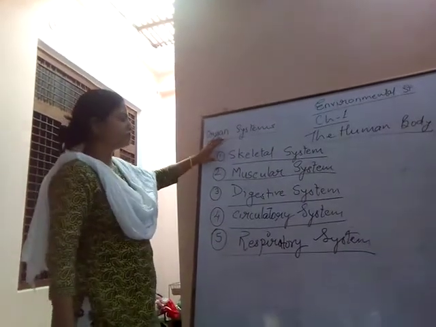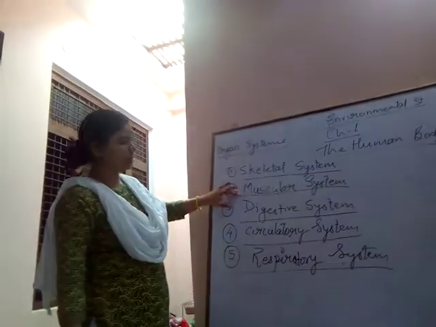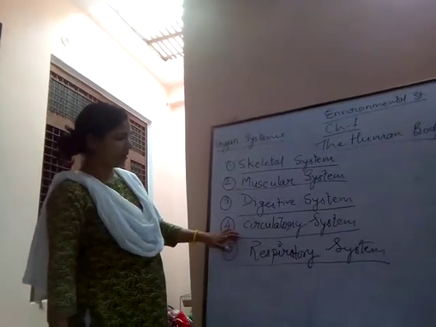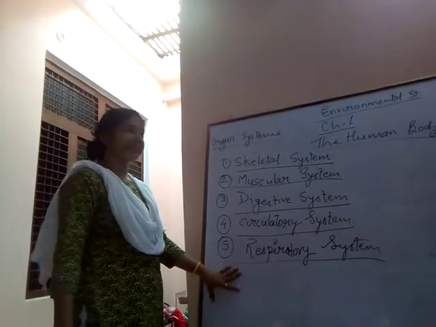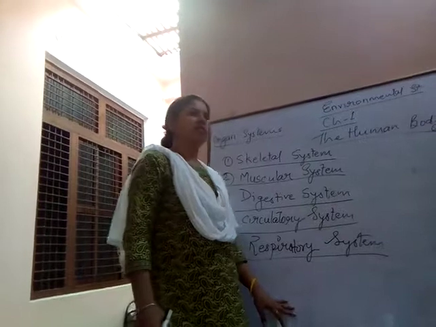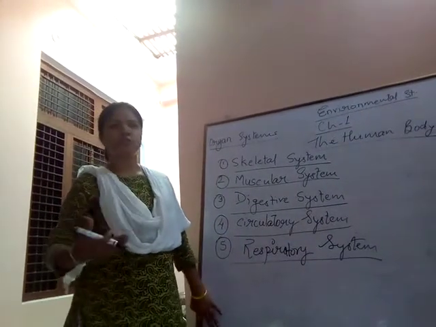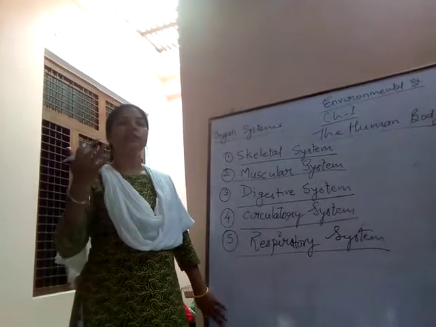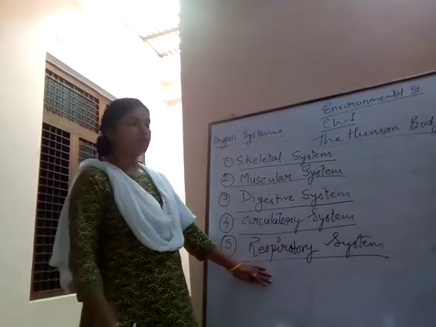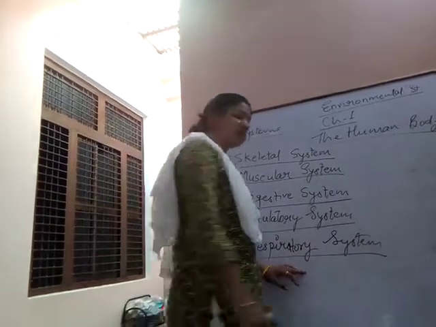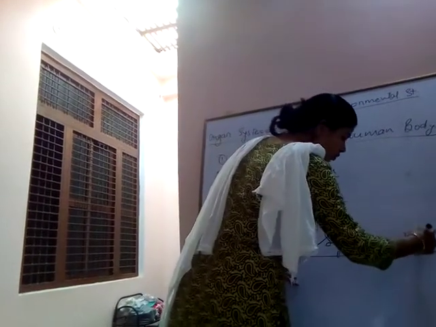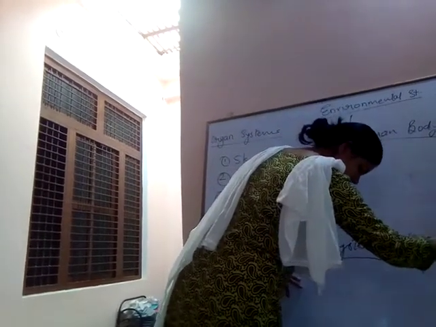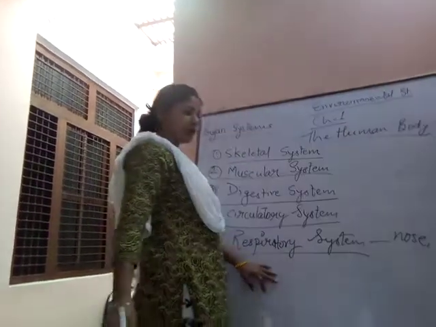See, first was skeletal, then muscular, digestive, circulatory, now respiratory. Respiratory, the name suggests respiration. That means inhale and exhale air. Okay. So the respiratory system consists of the nose, lungs, and the windpipe.